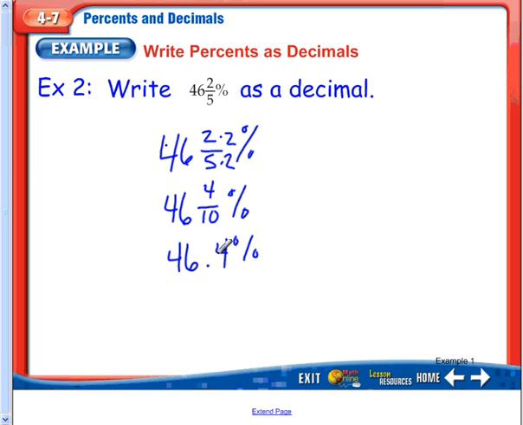Even though we've converted this fraction into a decimal, we are not done yet because this is still a percent. To get it as a decimal, we need to divide by 100 or move the decimal 2 places to the left. So our answer is 0.464.